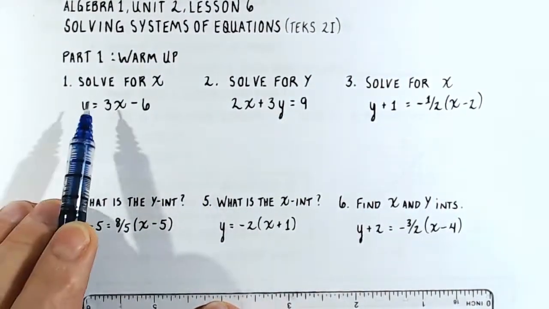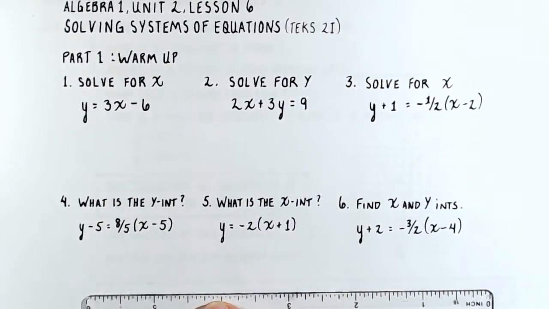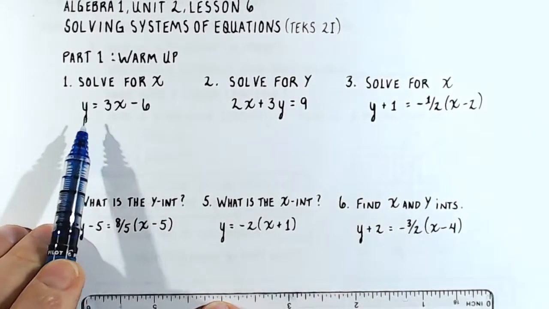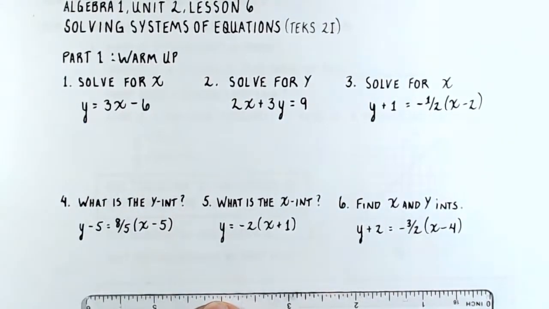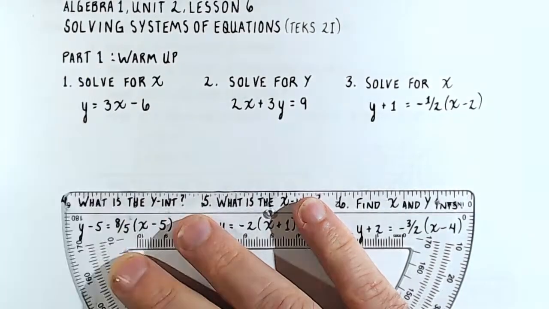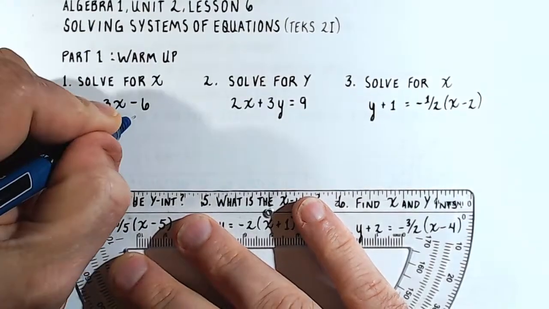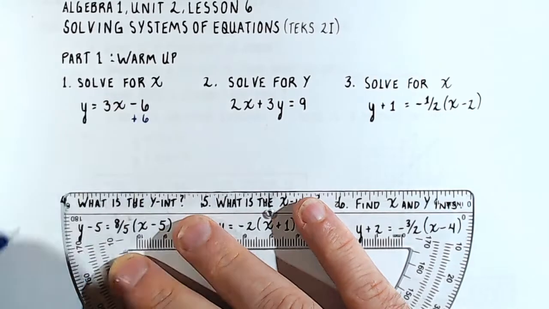Here we are asked to solve for x. We're not asked to find the x-intercept. We're just asked to get x by itself, preserving y. So I don't want to get rid of y. I just want to solve for x. Let me show you what that looks like. It's easier than it looks. We just add 6 to both sides.